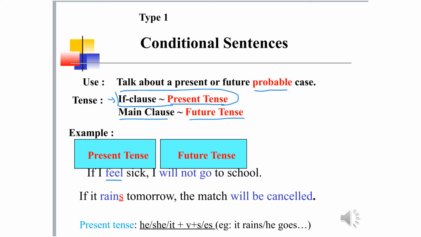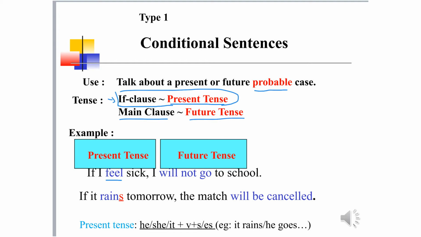If you are going to be doing some exercises, we are going to have some exercises for you to try as well. So I suggest you try to do the if clause first. Because for now, for type 0 and type 1, we always use present tense for the if clauses.